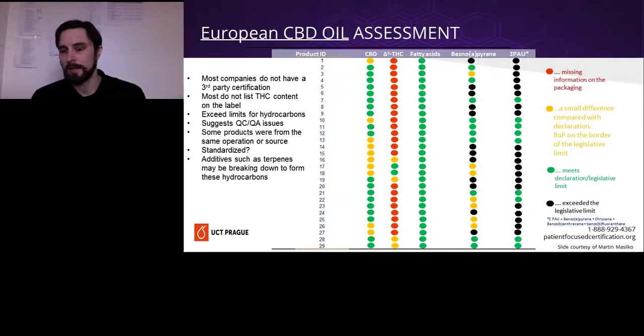Some terpenes do break down into polyaromatic hydrocarbons. So if they're adding synthetic stuff to it for flavoring, this might be another consideration for quality control. How long are you going to store them to prevent this breakdown?